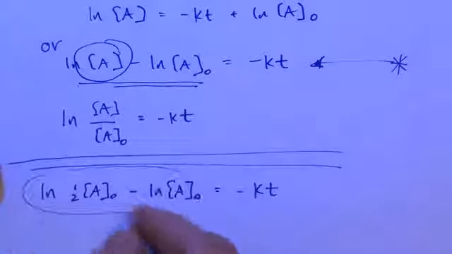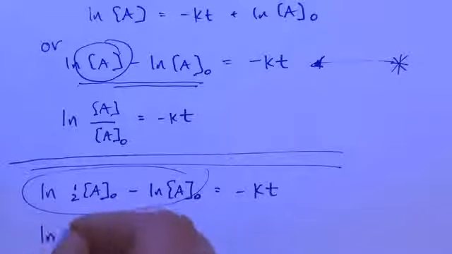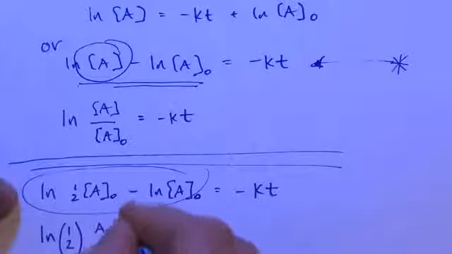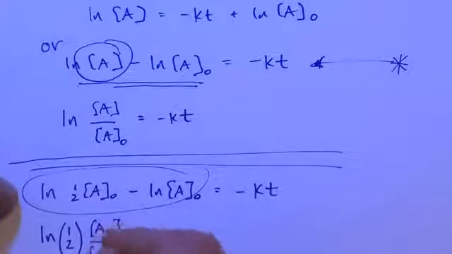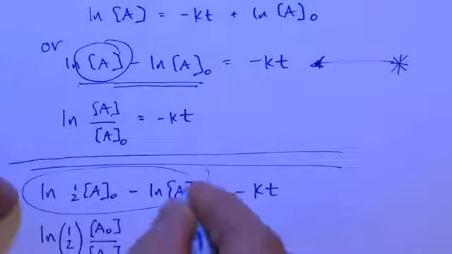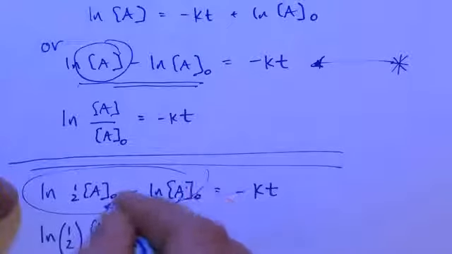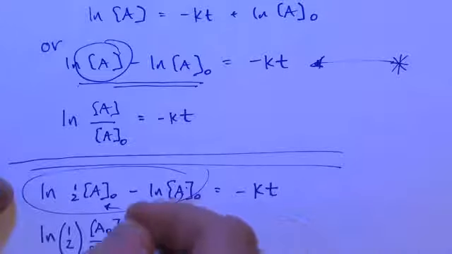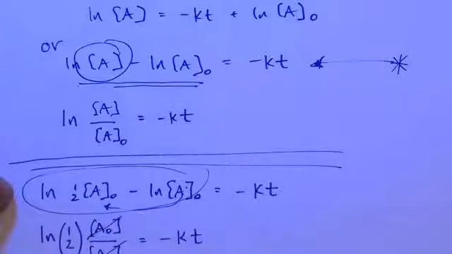Now combining these two with rules of logs, I could write this as natural log of 1/2, I'll put that in parentheses, times the concentration of A original, divided by the concentration of A original. Now this one goes underneath here and they're actually divided, and that's equal to negative KT. These A originals, of course, cancel out, and I end up with natural log of 1/2 is equal to negative KT.